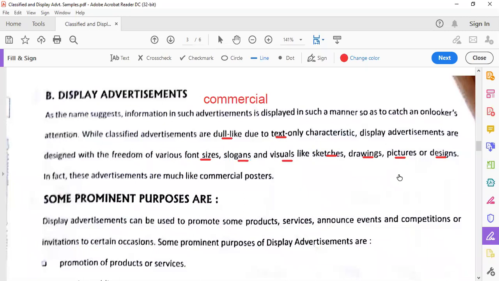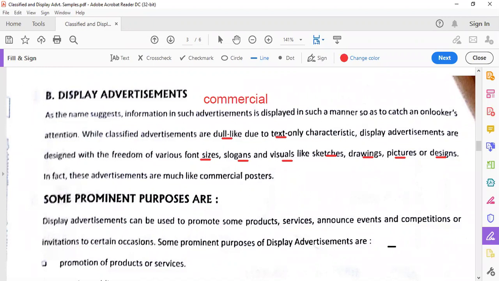Whoever sees that ad, to attract their attention, so that they read it and have your information in their knowledge, whatever you want to say. People should be attracted and fascinated. That's why in the display or commercial ads, you can use any font size, you can write any slogan, you can use visuals, you can draw sketches, drawings, pictures, any design you can make according to your creativity. Here you can show your creativity, but not in the classified ads. But be particular, again the word limit is 50. That means your text matter should go near about 50 words.